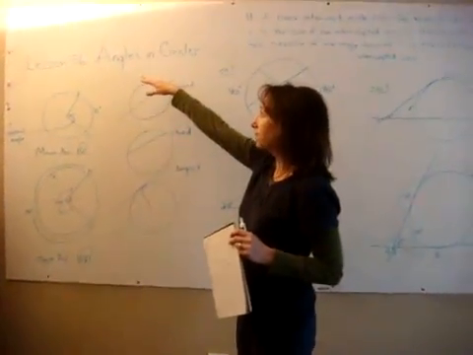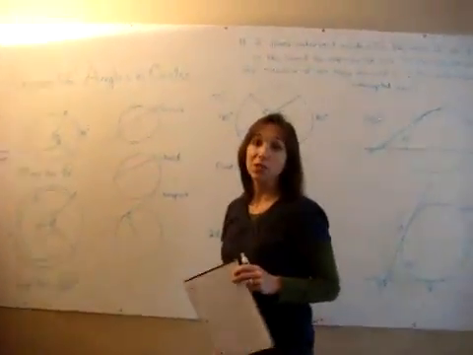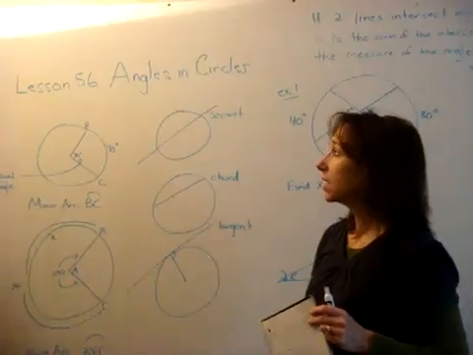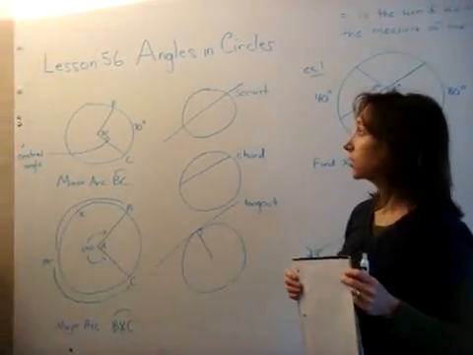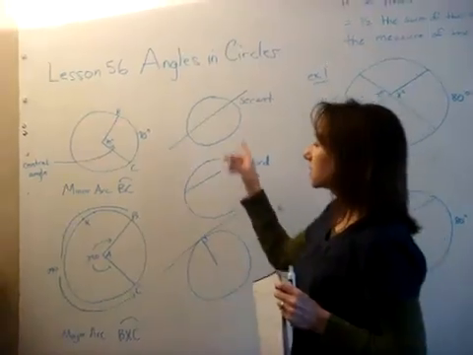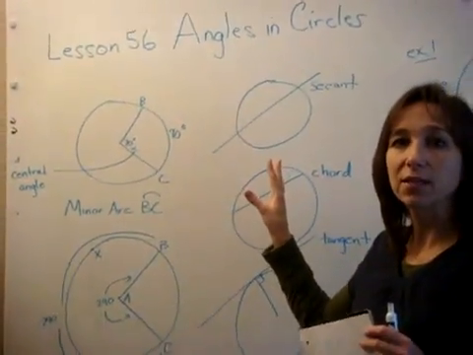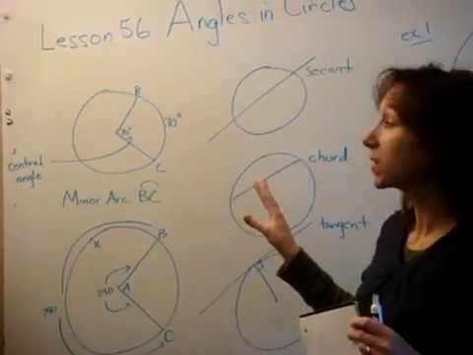Again with lesson 56, angles and circles. This is a really short lesson and it's really easy. There's a second part to this lesson called proofs, but we're not going to do that. We'll cover that in geometry. This lesson is just a couple of review things just to help you know your terminology.